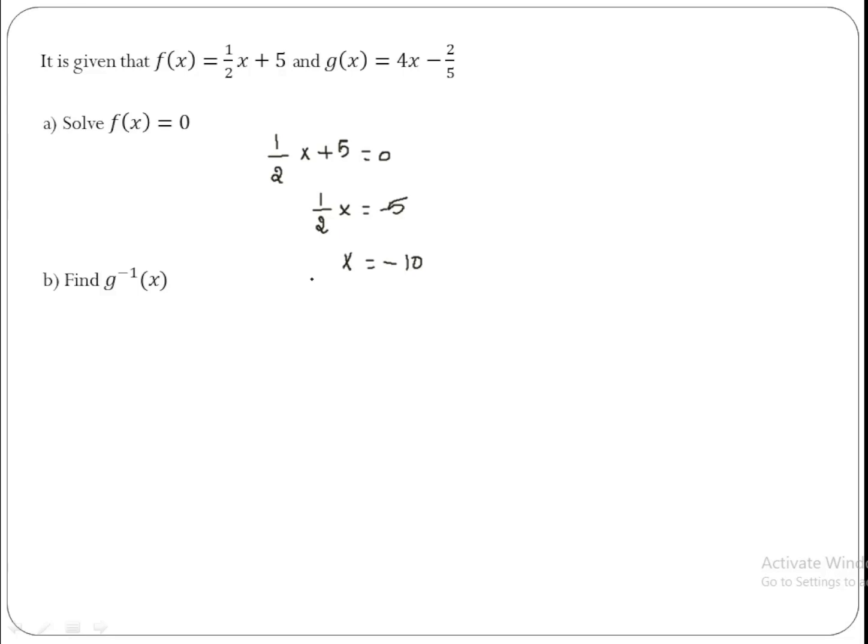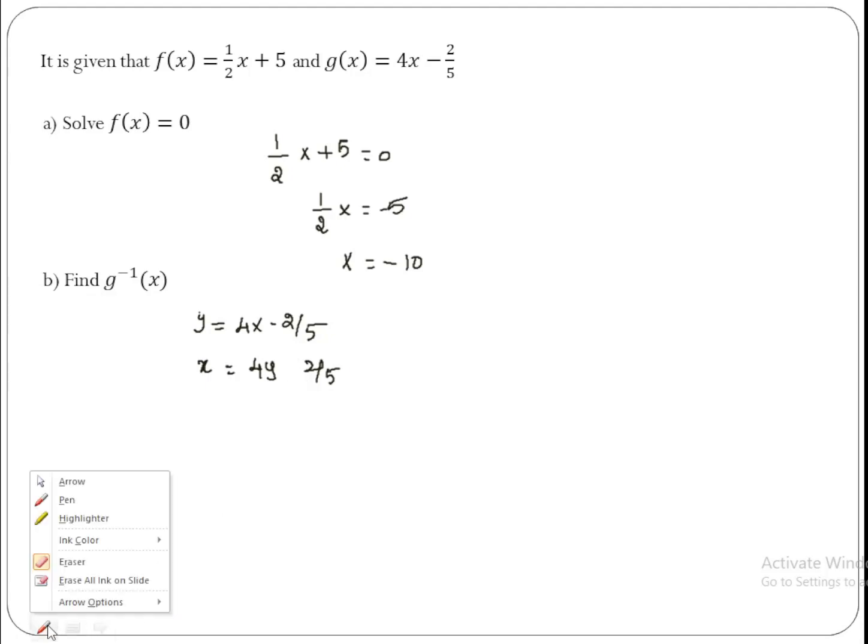Then going to B subpart. It is find the g inverse of x. So g is, let me take y equal to (4x minus 2) by 5. First step is we have to replace x by y and y by x, and then we have to rearrange the terms to make y the subject in terms of x. Am I right? Yeah.